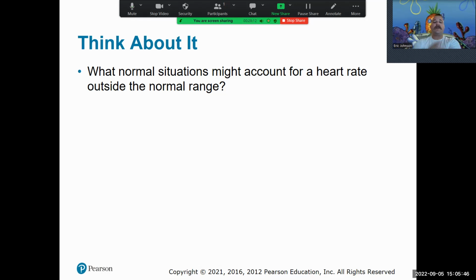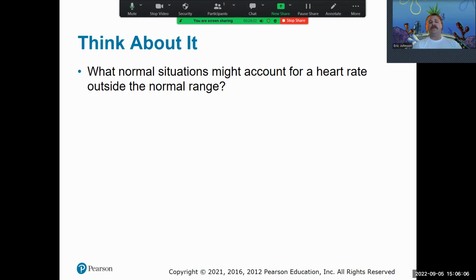So when we look at someone's heart rate that's outside of the normal range, what I want you to do is immediately say that is an abnormal finding. Right off the bat, it is an abnormal finding. Tachycardia, bradycardia, they are abnormal. So anything out of that 60 to 100 range is something we want to pay attention to.